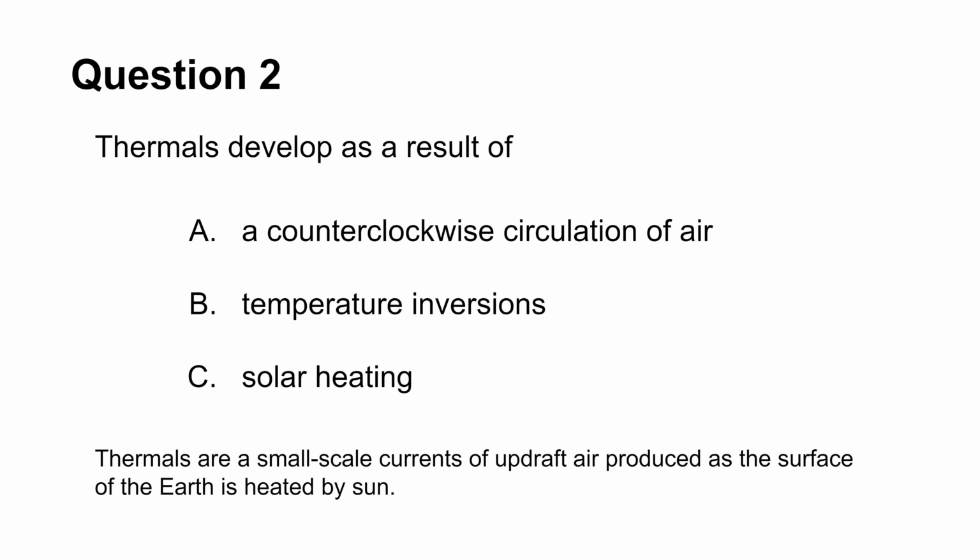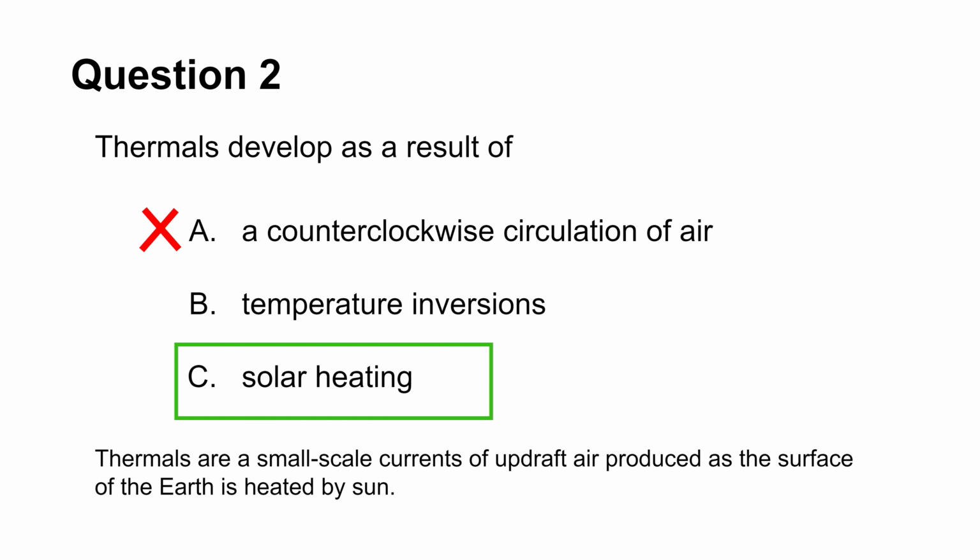The next question tests your knowledge on the source of thermals. Thermals are small-scale currents of updraft air produced as the surface of the Earth is heated by the sun. So, knowing this, we immediately see that the answer is C, which is solar heating. Choice A is incorrect because thermals are updrafts and have nothing to do with counterclockwise direction.